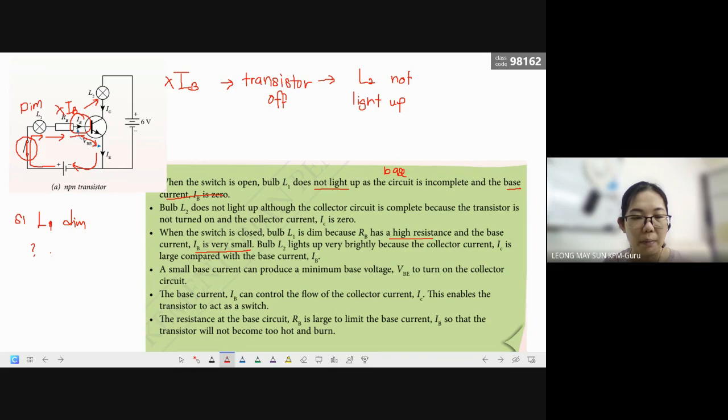Why? Because resistance is high and base current is low. But even though the base current is low, it actually allows the transistor to switch on. So when IB has current, the transistor will be on.